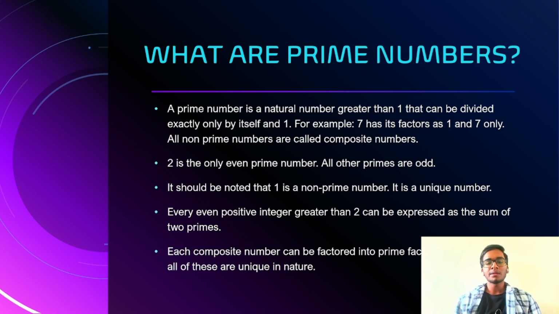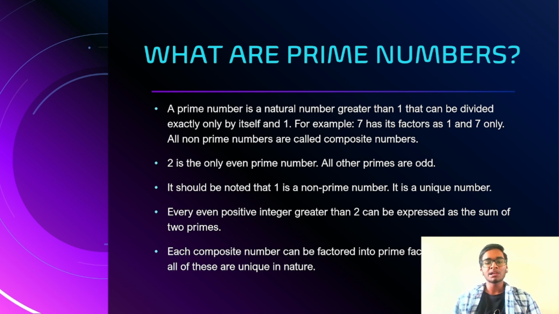Every positive even number greater than 2 can be expressed as the sum of two primes. So let's think about that. Let's take an example of 8. 8 can be represented as 5 plus 3, in which 5 and 3 are prime. And so can 12 as a sum of 7 and 5, in which 7 and 5 are primes.